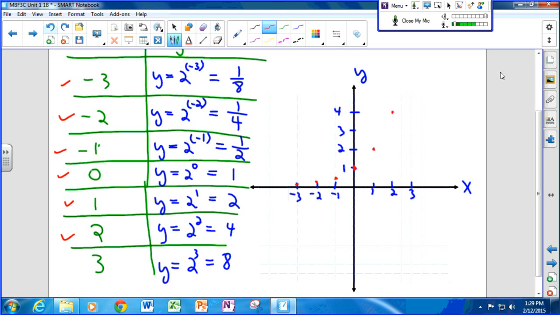Now notice that that fraction is going to get smaller and smaller and smaller, but it's never going to reach 0. Okay, it's just going to keep going. No matter how big we make the x values, it's never actually going to be 0. So now that I have that, I'm going to take a different color, and I'm going to join these points in a smooth curve. Okay.